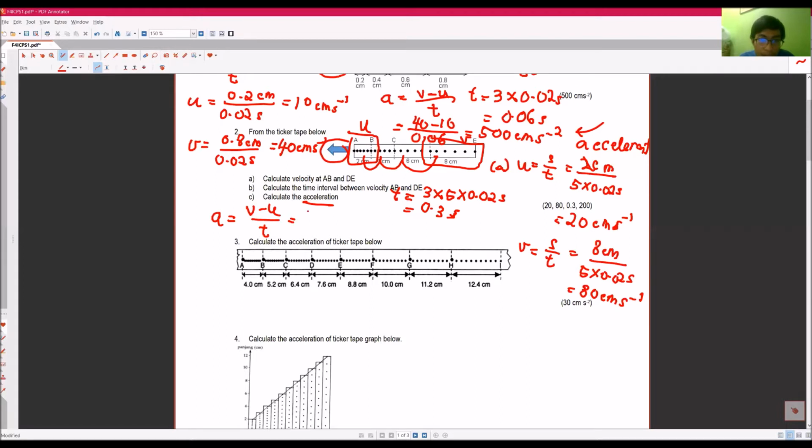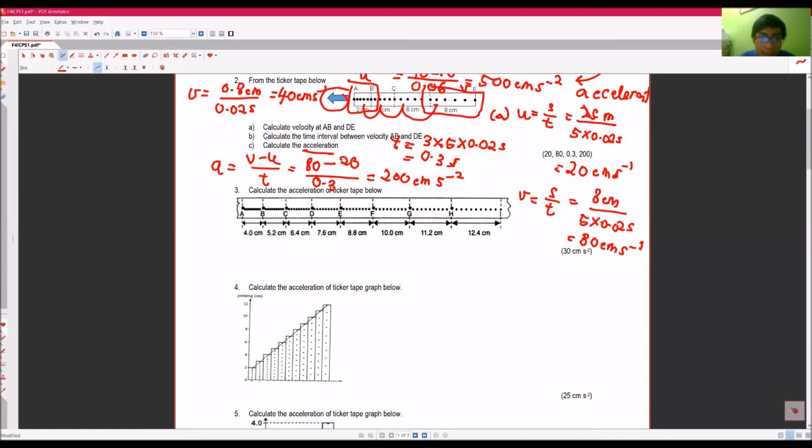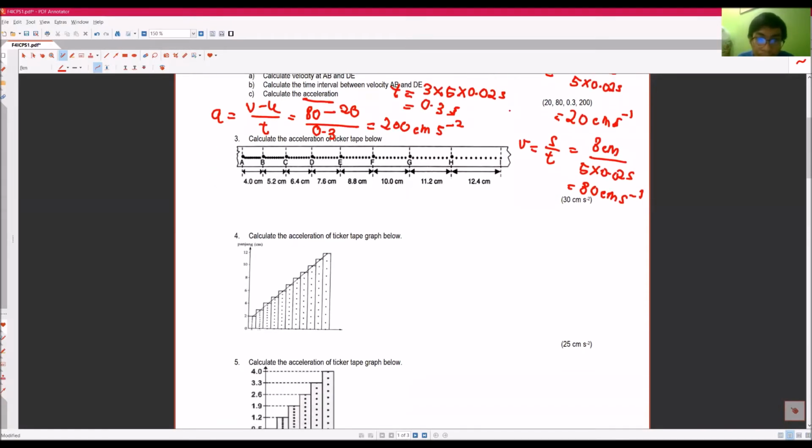So V is 80 minus 20 divided by 0.3. Minus 20 divided by 0.3, we get 200. The unit is cm s^-2. Okay, so that's question number 2. Let's see question number 3.